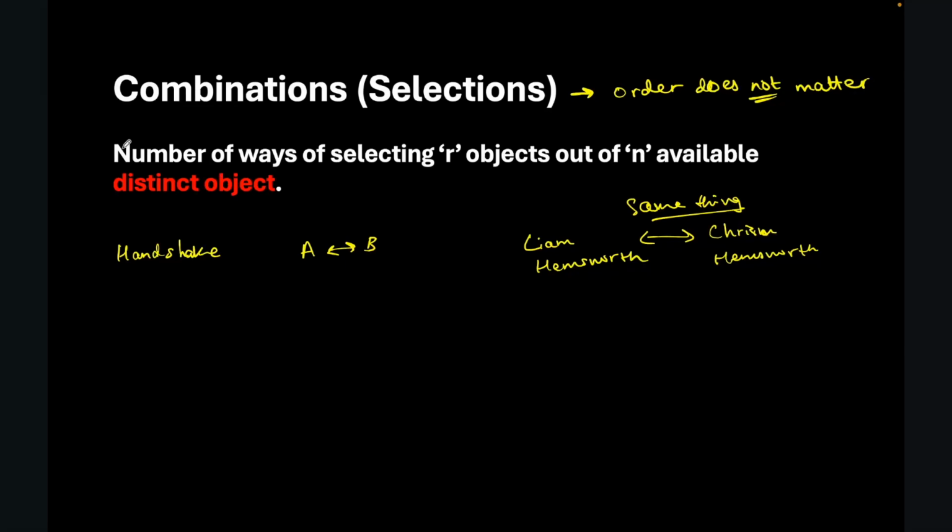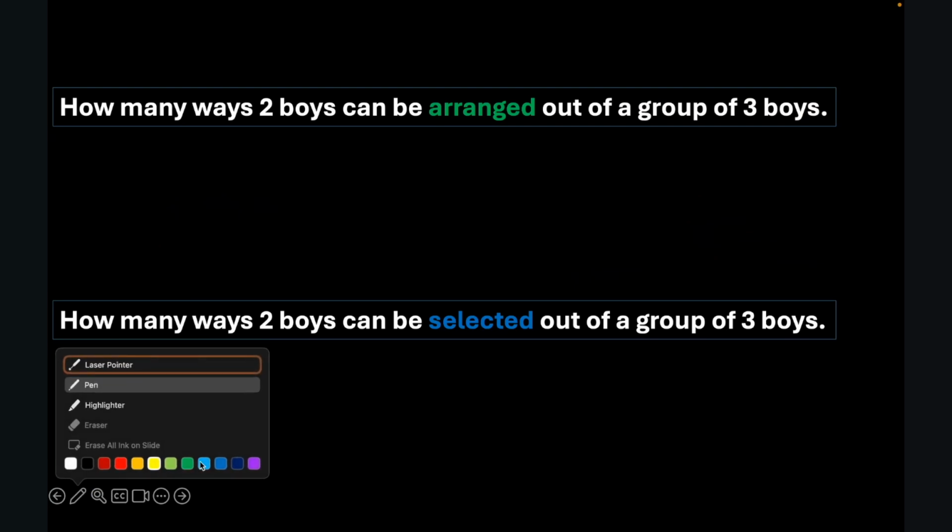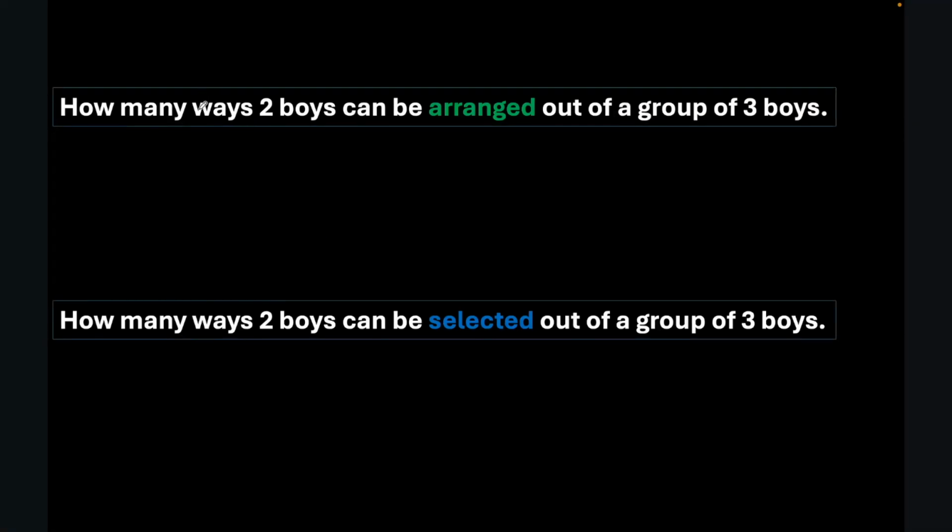All right. Let's take a brief look at what I've written here. It says: number of ways of selecting r objects out of n available distinct objects. Again, distinct being the keyword here. Let's address this concept with a really quick example. How many ways can two boys be arranged out of a group of three boys? Arranged is permutation, because their arrangement matters, whether A comes first, B comes first, or C comes first. For selected, they just need to be there; it doesn't matter how they're there.